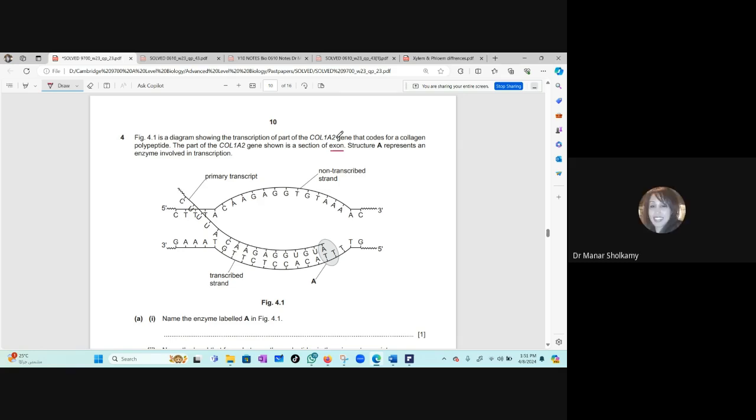Structure A represents an enzyme involved in transcription. What is A? Metaphase.